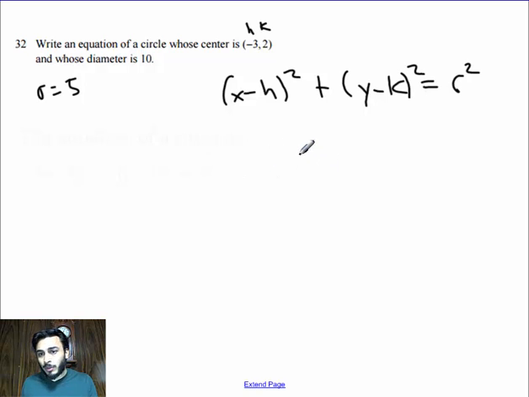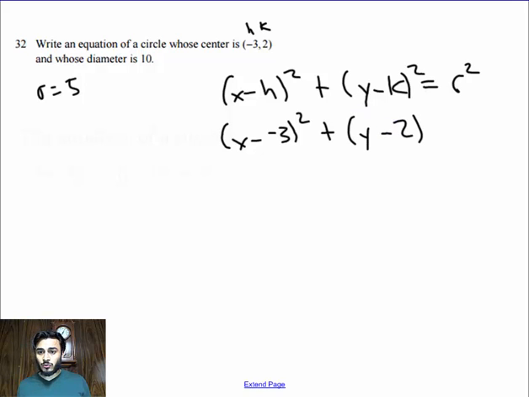So what we'll do is we'll now plug into the formula, so we will get (x minus negative 3) squared, because you got a subtraction sign and a negative sign there. I'll simplify in a bit. I just want to make sure I go step by step. So then we get (y minus 2) squared equals 5 squared.